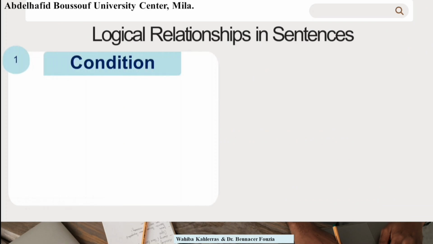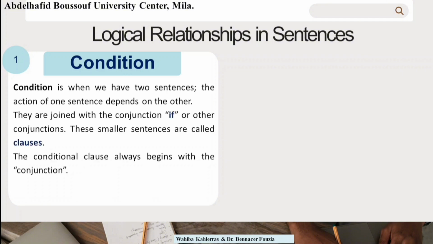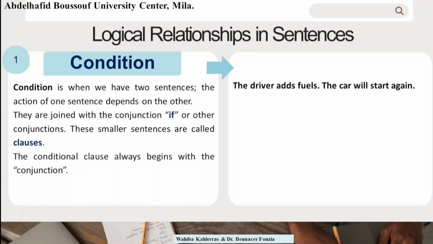Let's start with the first logical relationship that might exist between two clauses: condition. Condition is when we have two sentences, and the action of one sentence depends on the other. They're joined with the conjunction if or other conjunctions like when. These smaller sentences are called clauses. We have two small sentences like these. They are called sentences because they are both independent. The driver adds fuel. The car will start again.